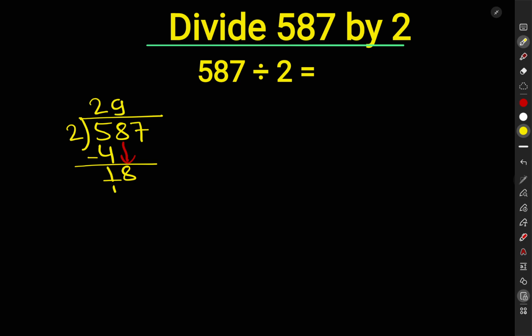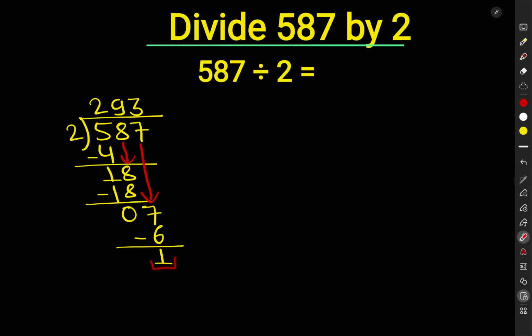2 times 9 is 18. On subtracting, we get 0. So again we put down this 7 and 2 times 3 is 6. On subtracting, we get 1.